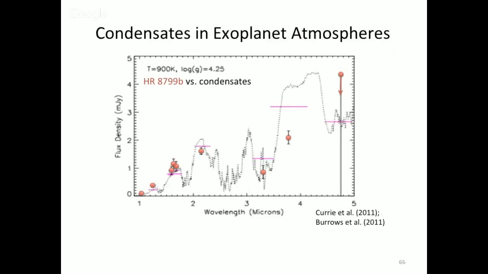But as soon as you put condensates in that model, you can match up most of these data points. Now, that doesn't mean that this has condensates. It just means that the condensate model is a better fit. But at least some evidence that that's going to be the case. And this source, by the way, has a surface temperature that's like an L dwarf. So that's sort of consistent with the properties of brown dwarfs as well.